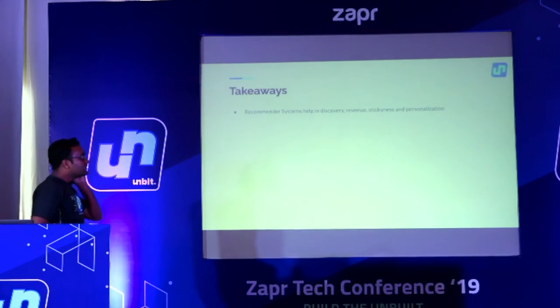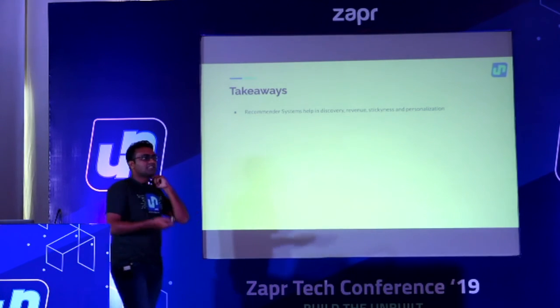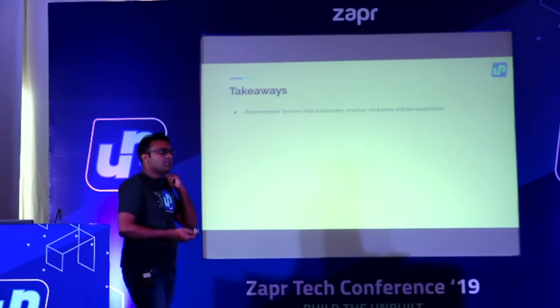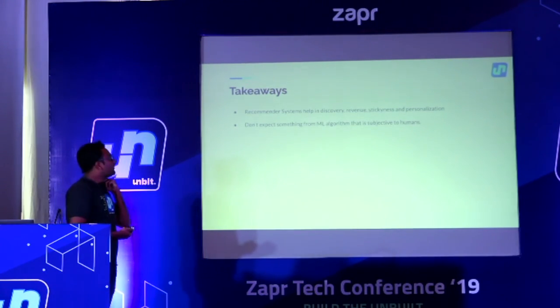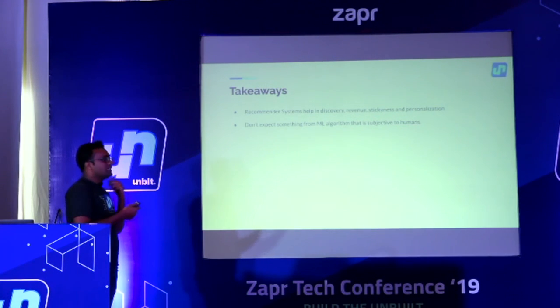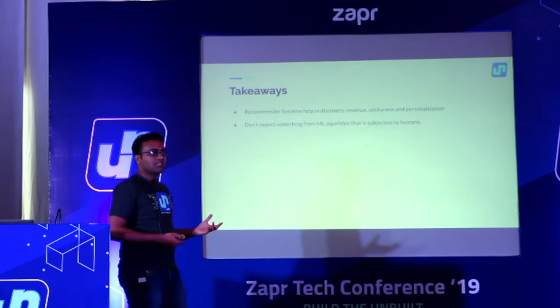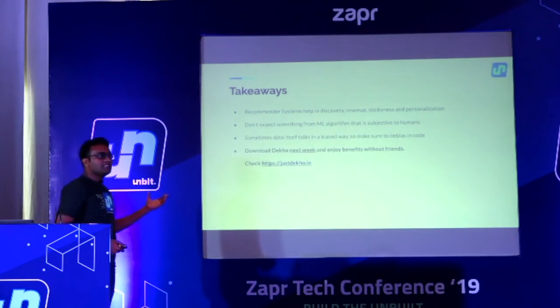And then key takeaways: definitely recommender systems help in discovery, revenue, stickiness, personalization, all those aspects. But they can also change your preferences, as Bhavul talked about. Don't expect something from an ML algorithm which is subjective to humans. We already saw that even our founders could not agree on a particular thing. So yeah. Then sometimes there are biases in data, so we need to debias the data.